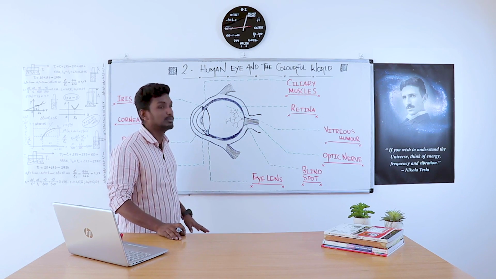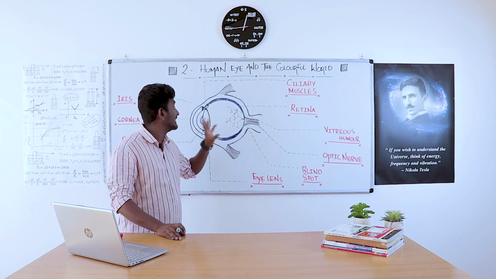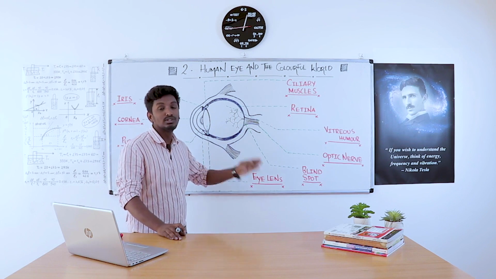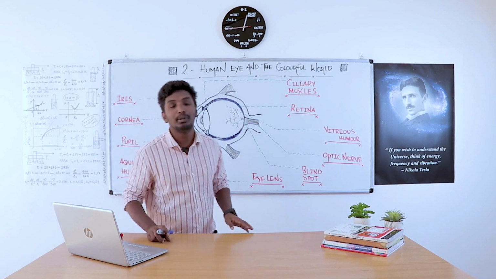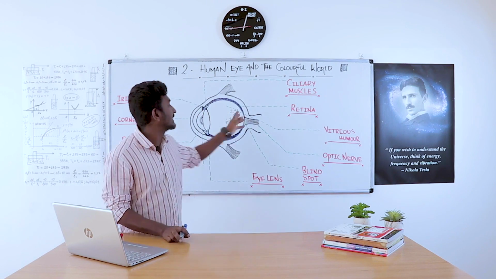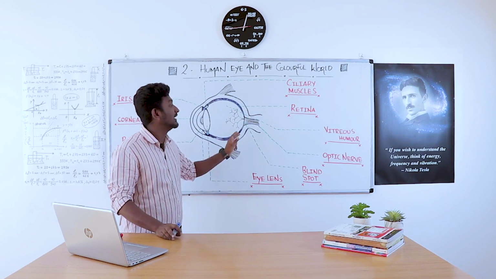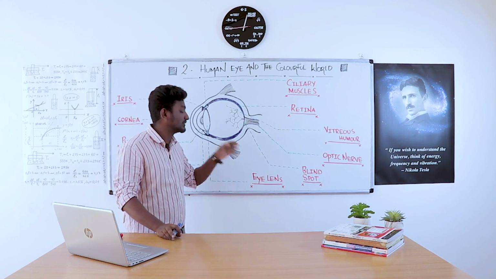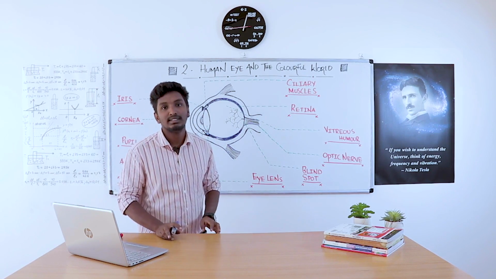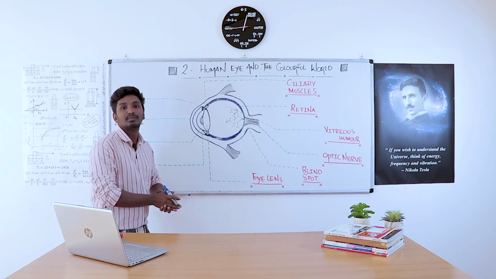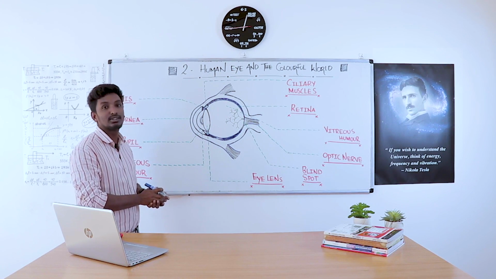Last one is the blind spot. It is a region in the retina where rod cells and cone cells are absent, so no image is formed here. This is the whole structure of the human eye.